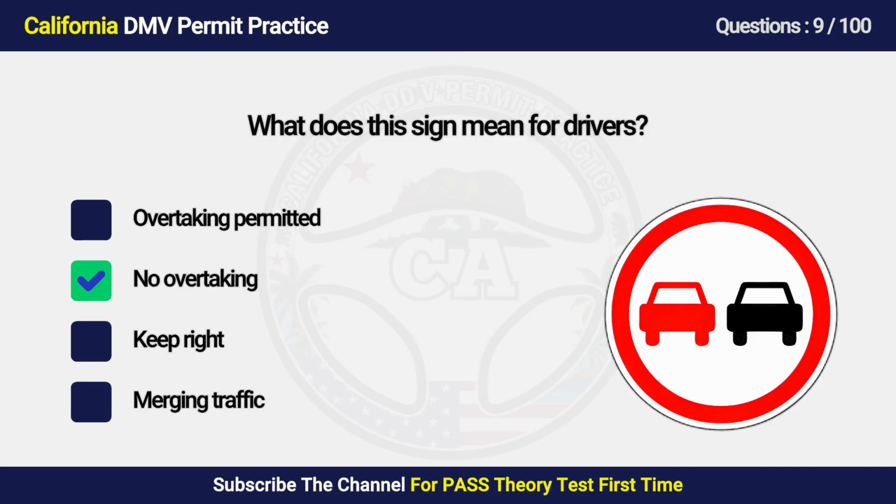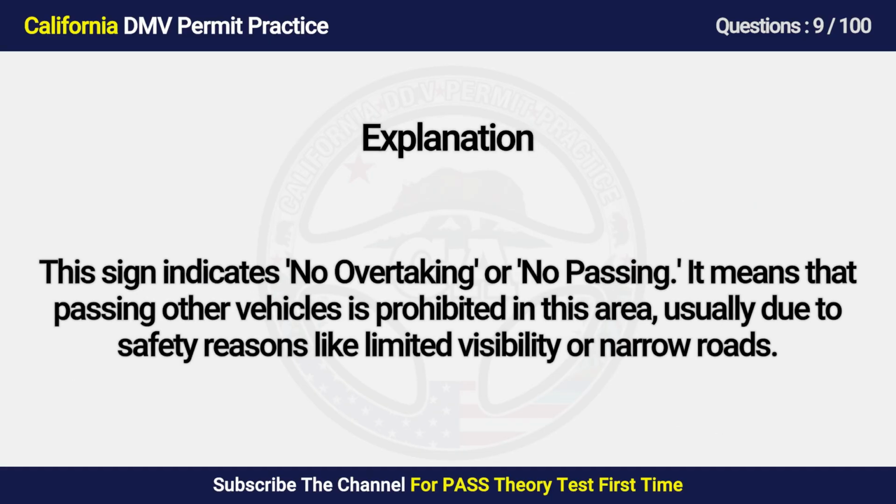Answer is B. No overtaking. This sign indicates no overtaking or no passing. It means that passing other vehicles is prohibited in this area, usually due to safety reasons like limited visibility or narrow roads.